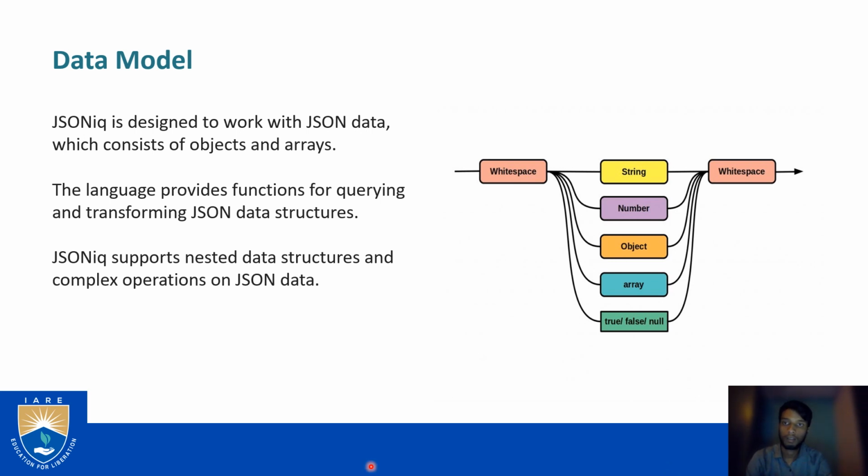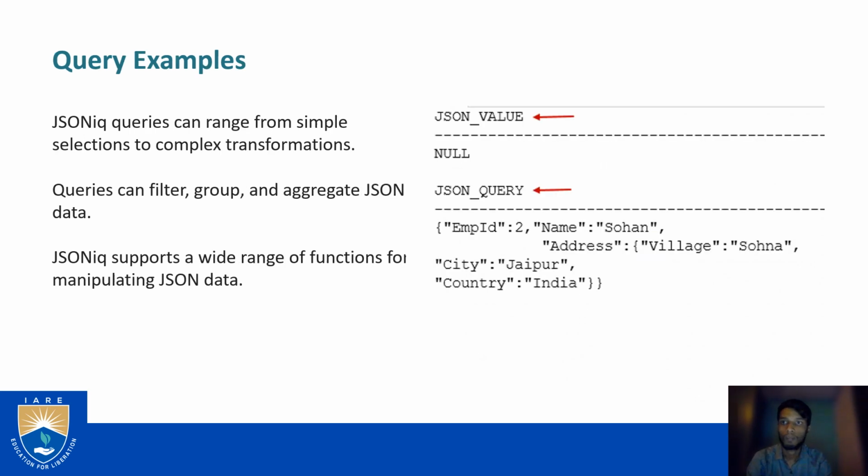We can create objects, arrays, etc. using the JSON. When we upload the JSON file into the database, the data will be shown in the data box. JSON supports nested data structures and complex operations on JSON data. It also supports complex operations in JSON data and nested data structures.